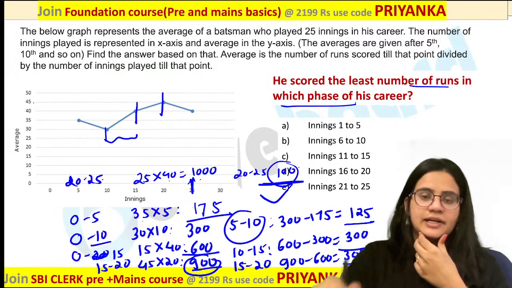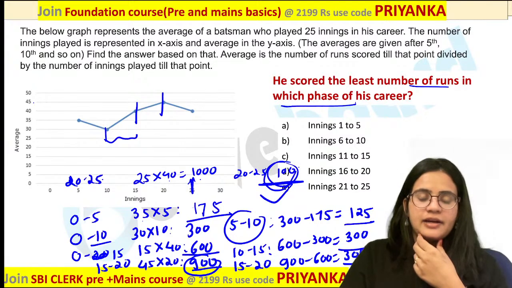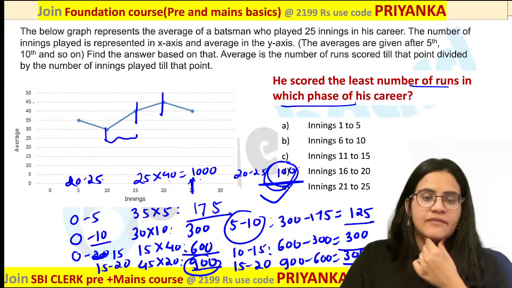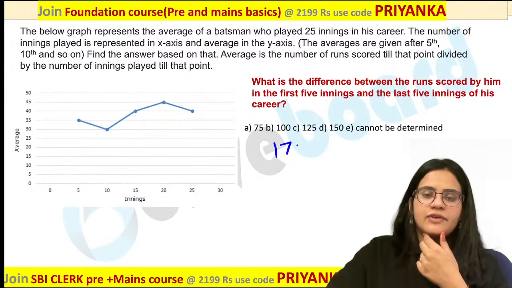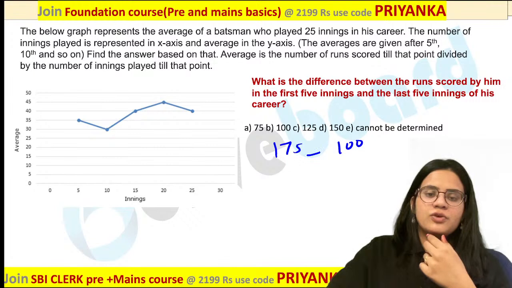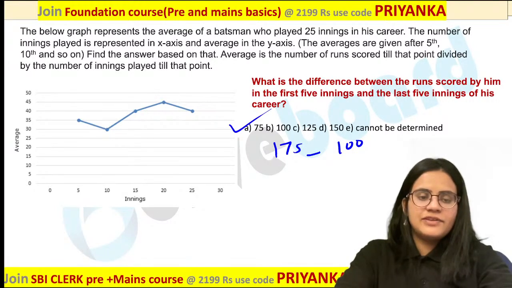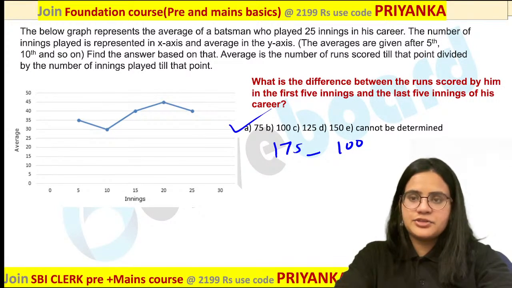We have already calculated the value. This is nothing but 100 over here. And here we have calculated between 0 to 5, it is 175. So 175 and 100. The difference is going to be 75 over here. Once you have decoded, I think it is really easy question over here.